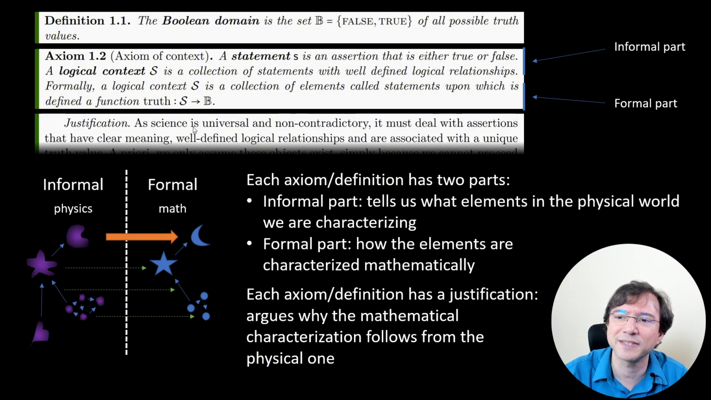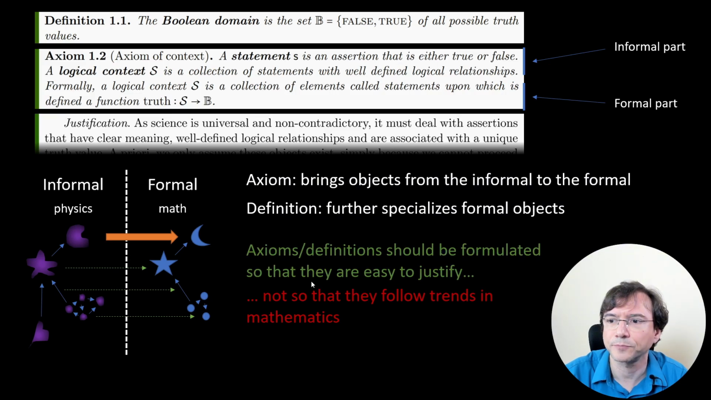But the idea is that we're starting from the idea that science is universal and non-contradictory, and so it must deal with assertions that have a clear meaning, a well-defined logical relationship, that are associated with a unique truth value. And so that's basically what grounds us and what allows us to say, yes, we must have this collection of statements, and this collection of statements must be part of a logical context that defines the logical relationship and what it is exactly that we're talking about.